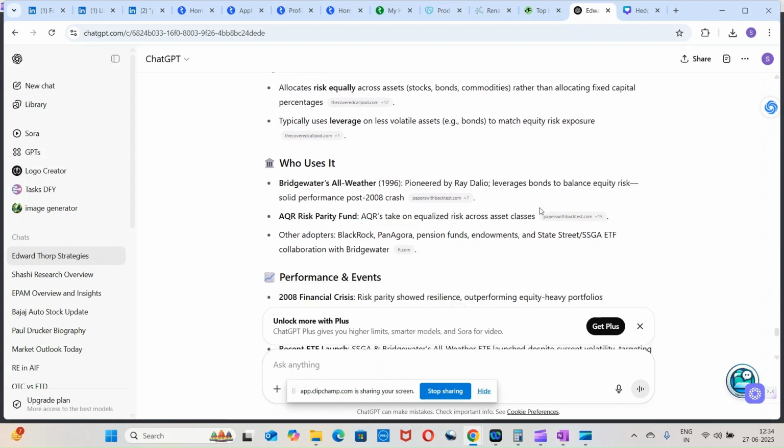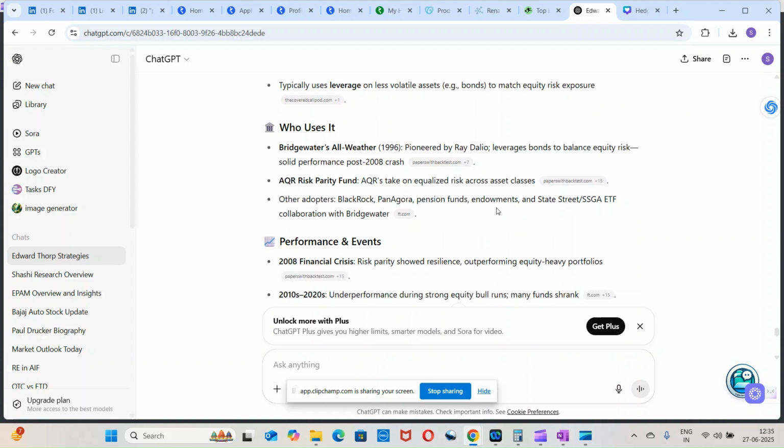So who uses this risk parity strategy? Bridgewater's All Weather fund uses it. This fund was formed in 1996, pioneered by Ray Dalio. It leverages bonds to balance equity risk, and it had solid performance post the 2008 crash. The AQR Risk Parity Fund also uses this strategy, which is AQR's take on equalized risk.